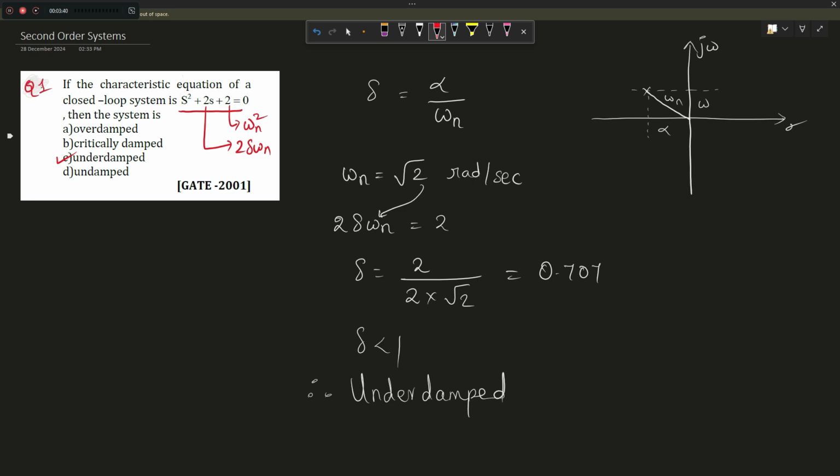If we have delta to be greater than 1, it is overdamped. If it is equal to 1, this is critically damped. If it is less than 1, it is underdamped. And if it is 0, it is undamped. We will look at one problem to know how the response will be with respect to the damping ratio delta.